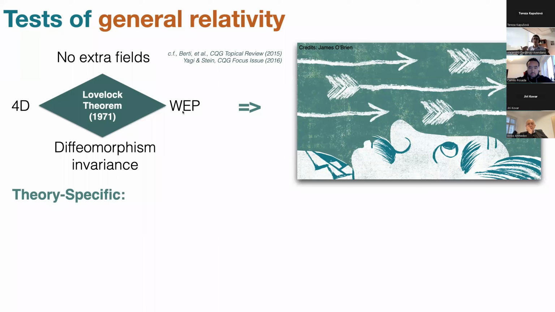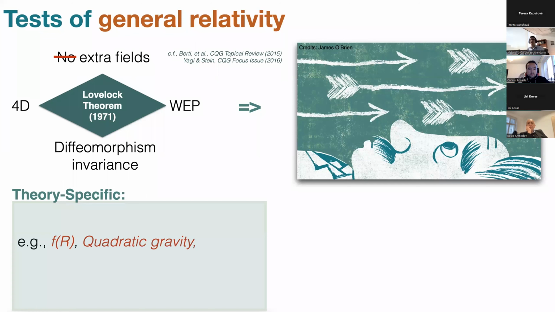So if I want to proceed in a theory-specific way to test general relativity, what I can do is break something. I can add extra degrees of freedom and end up in theories like F(R), quadratic gravity, such as dynamical Chern-Simons and scalar Gauss-Bonnet. I can also, for instance, break one of those symmetries and end up in a different theory like Lorentz violating or massive gravity, etc. So this would be a theory-specific way to do this.